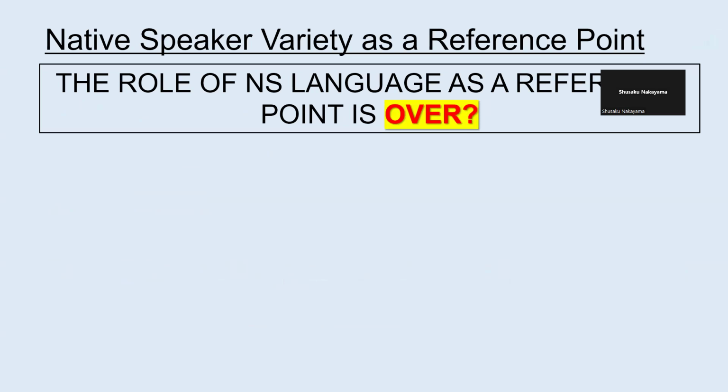The previous slide raises one issue to consider: whether the role of native speaker language as a reference point is over. According to some researchers, we don't have to ignore native speaker language varieties as a reference point.